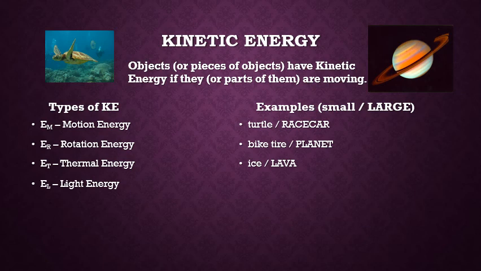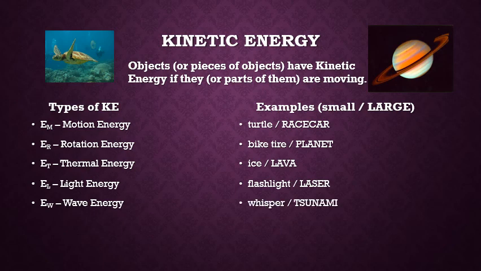Light is a form of energy. A flashlight has a small amount, whereas a laser has a large amount. Wave energy can be present in lots of things, from the waves created by an earthquake or the ocean or sound. So a whisper would have a small amount of wave energy, and a tsunami a large amount.